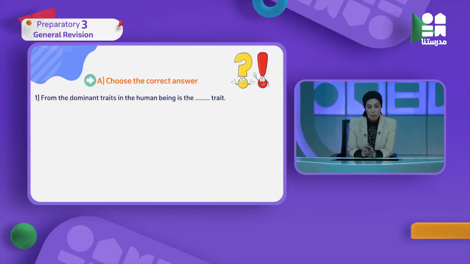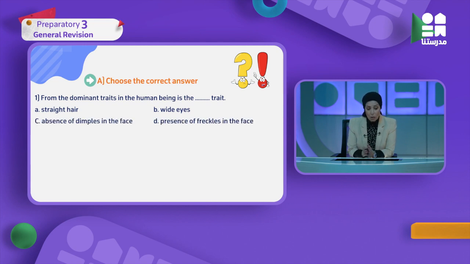Choose the correct answer. From the dominant trait, as I said before in all my lessons, you start to see the choices, answer it alone, and then your answer will be right. So we're going to choose the right answer that we said before you see the answers. From the dominant traits in the human being is which trait? Here of course I can't answer alone because there are many dominant traits in the human body. As I said, you have to know the table of dominant and recessive quite well. Is it straight hair, or wide eyes, absence of dimples in the face, presence of freckles in the face.